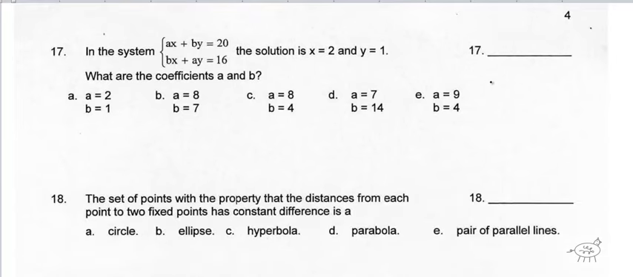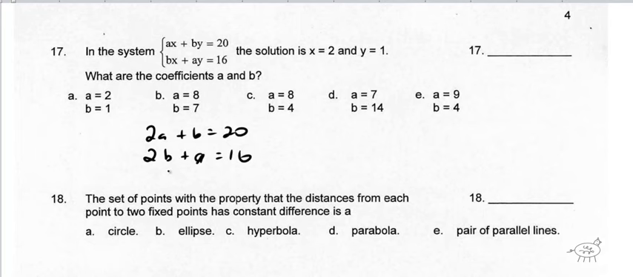In the system, that looks really complicated, but they're giving you x and y, and they're asking you to find a and b. So you can just plug it in. So x is 2, so you basically get 2a plus b equals 20, and 2b plus a is equal to 16. Now, I'm going to write this as a plus 2b equals 16. I don't like it written that way because I like things to line up. So I'm going to multiply this one by negative 2.